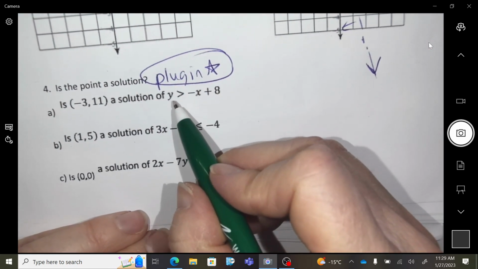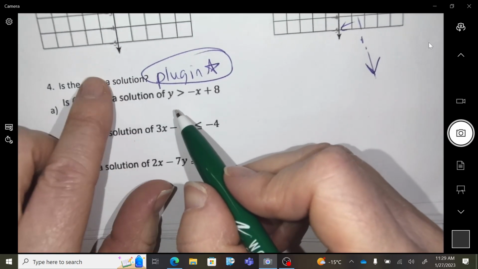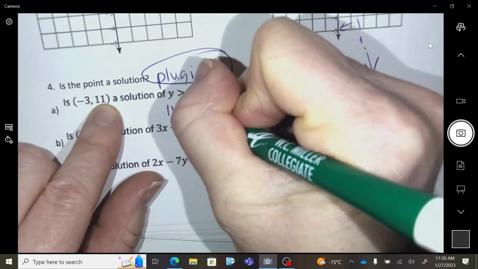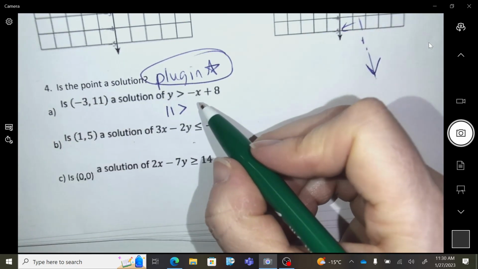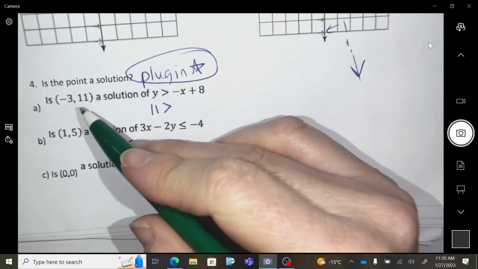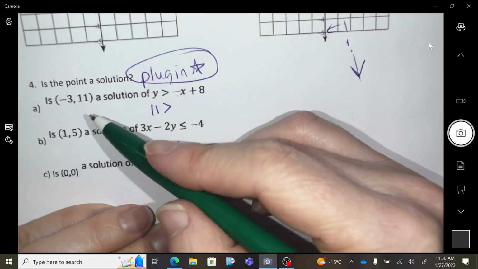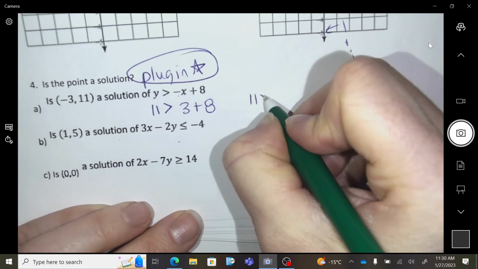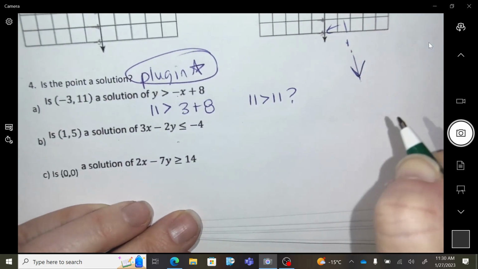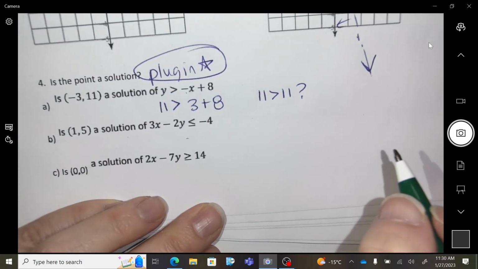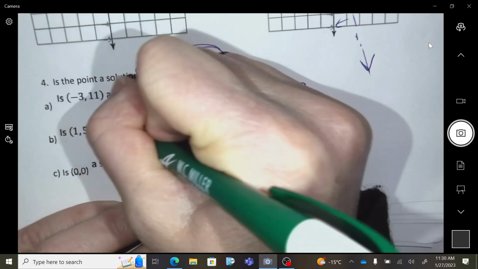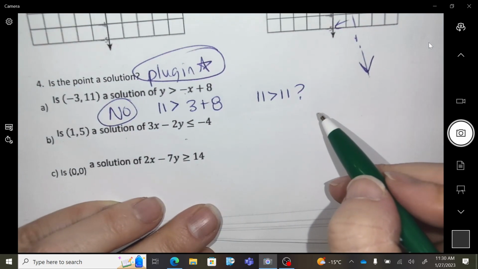So, is a point a solution? So I'm going to replace y with 11 is greater than. What is the negative of -3? Positive 3. Is 11 greater than 11? No. This is what I was looking for on your test.